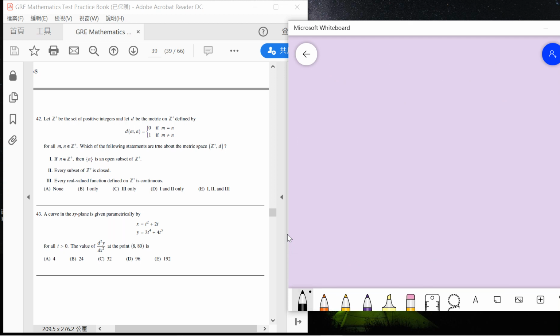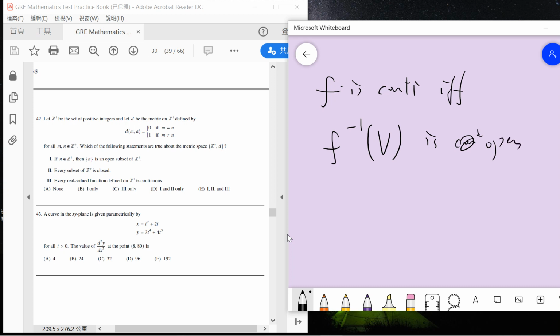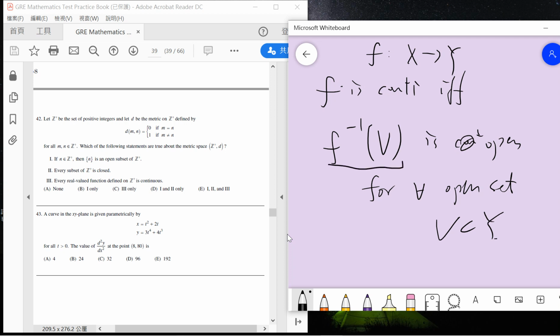3 is very simple. Remember that f is continuous if f inverse of V is open for all open sets V. Suppose f is from X to Y. Since every set is open, any set f inverse V is also open. So the third is correct. So 1, 2, 3 are correct. We choose E.